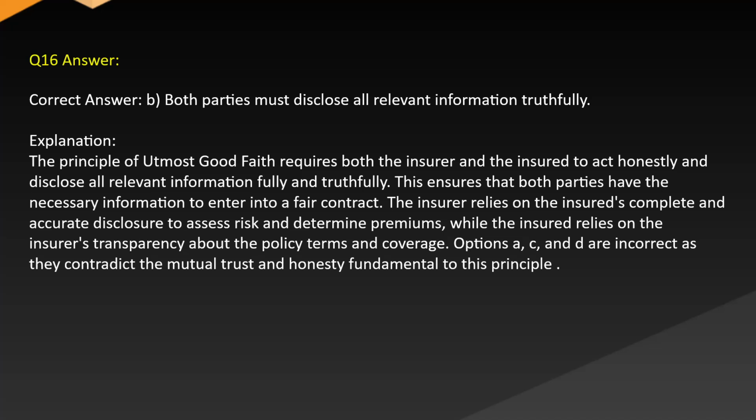Explanation: the principle of utmost good faith requires both the insurer and the insured to act honestly and disclose all relevant information fully and truthfully. This ensures that both parties have the necessary information to enter into a fair contract. The insurer relies on the insured's complete and accurate disclosure to assess risk and determine premiums, while the insured relies on the insurer's transparency about the policy terms and coverage.